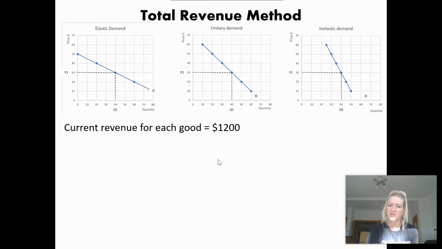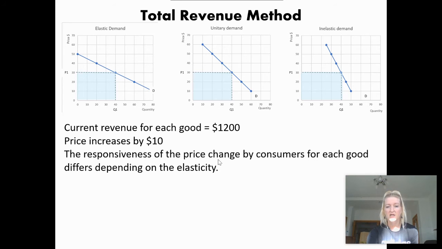That's our revenue, given by the blue area. If we increase the price for all of the goods by 10, we're going to see the responsiveness to the price change for each good will be different. Because we know that elastic goods are going to be very responsive, and inelastic goods not very responsive. We're going to show it on a graph.